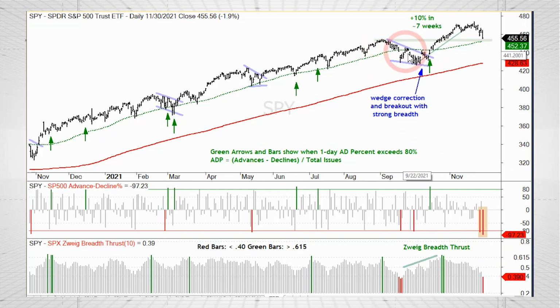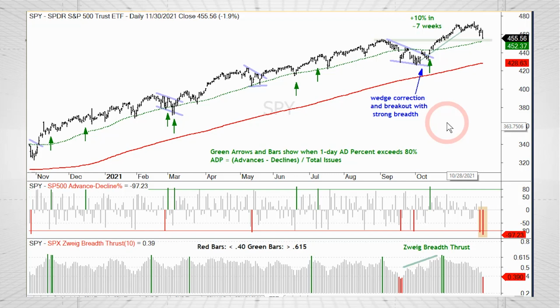If you look at this pullback in September here, we had a couple of 80% down days, and we needed to recover from that. And the way we did that was we got an 80% up day in mid-October with this breakout here. So I'm looking for some sort of strong breadth signal to signal that the bulls have regained control of the market after this pullback.